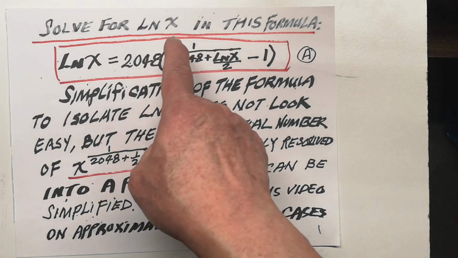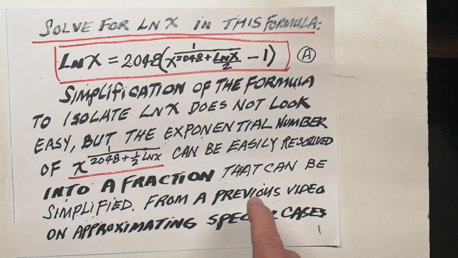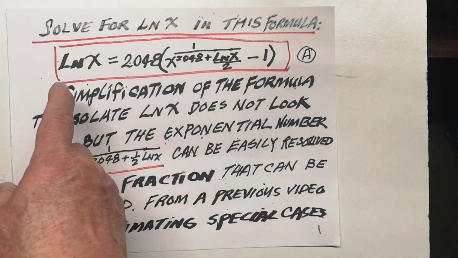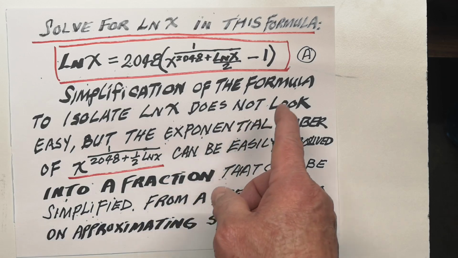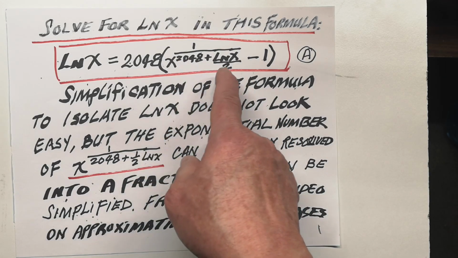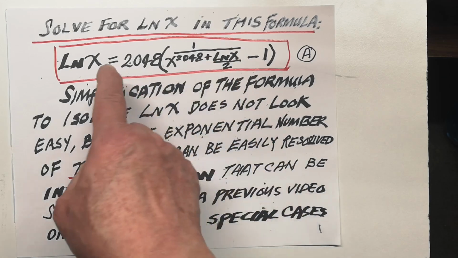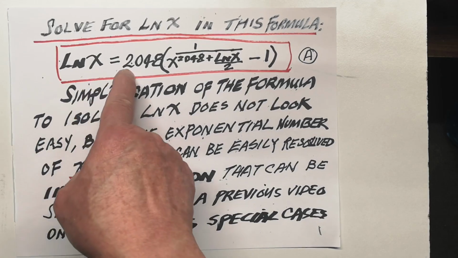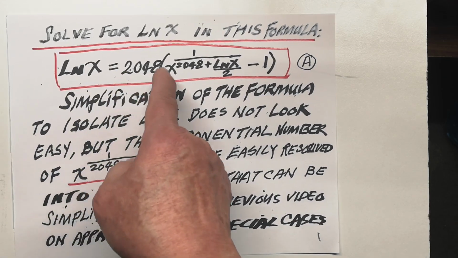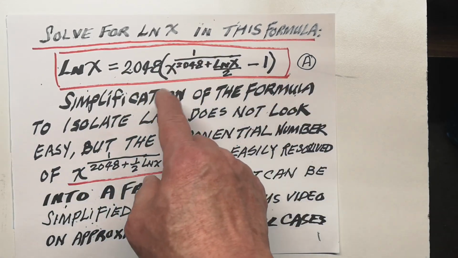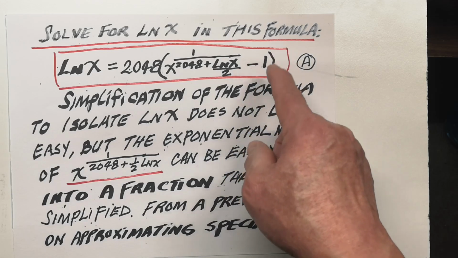How to solve for the ln of x in this formula. I discovered this formula for solving for the ln of x. And with this one, I added the ln of x over 2 to increase the accuracy. So now we have a formula: ln of x equals 2048 multiplied by quantity x raised to the 1 over 2048 plus ln of x over 2, minus 1.